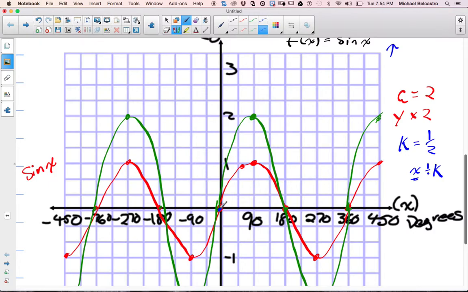So 0 times 2 is still 0, nothing's changed. Here's our next major coordinate. It's at 90 degrees, okay? 90 times 2 is 180. So this y value is now pushed over to 180, okay?